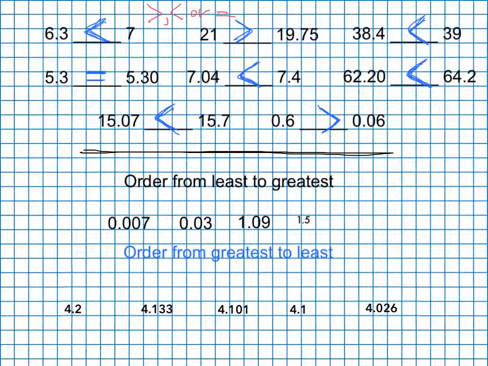So from greatest to least, we're going to have 4 and 2/10, 4 and 133 thousandths, 4 and 101 thousandths, 4 and 1/10, and then finally 4 and 26 thousandths.